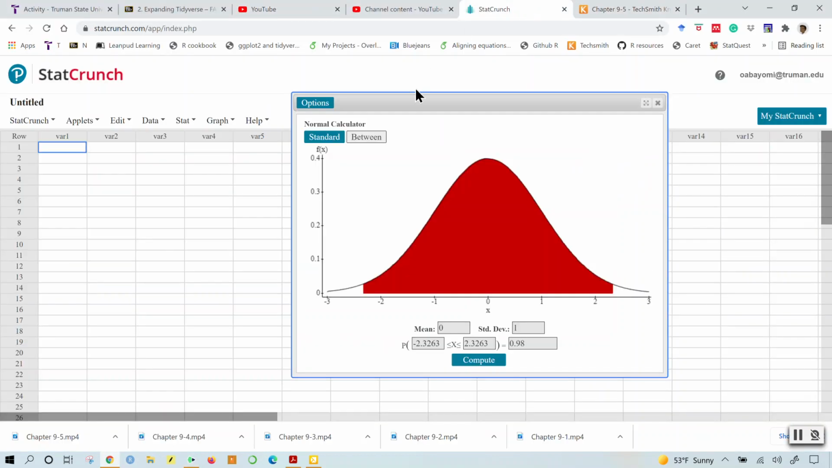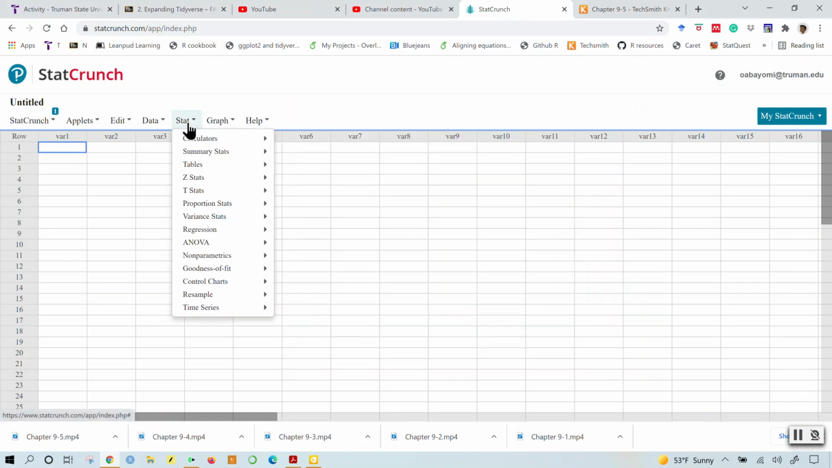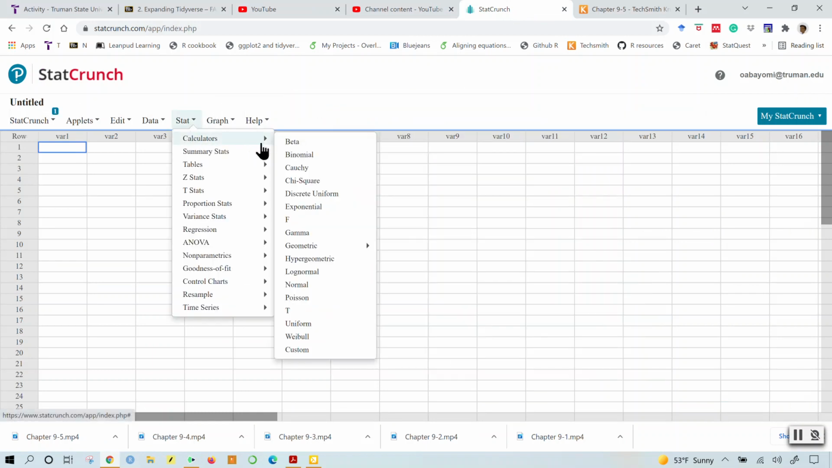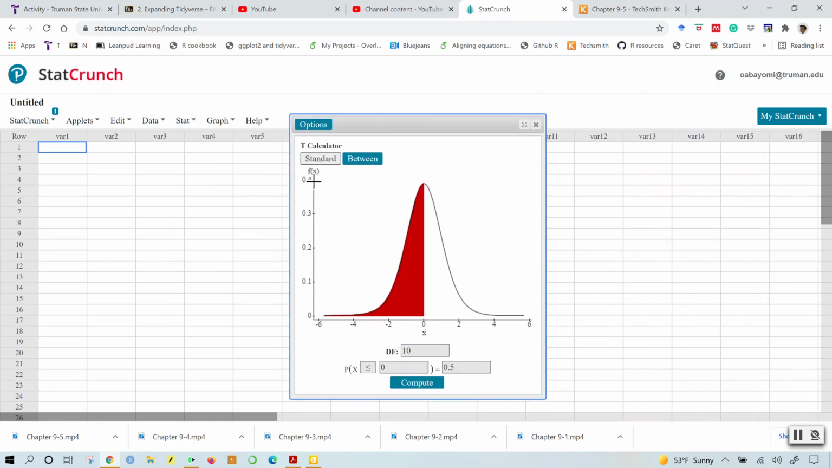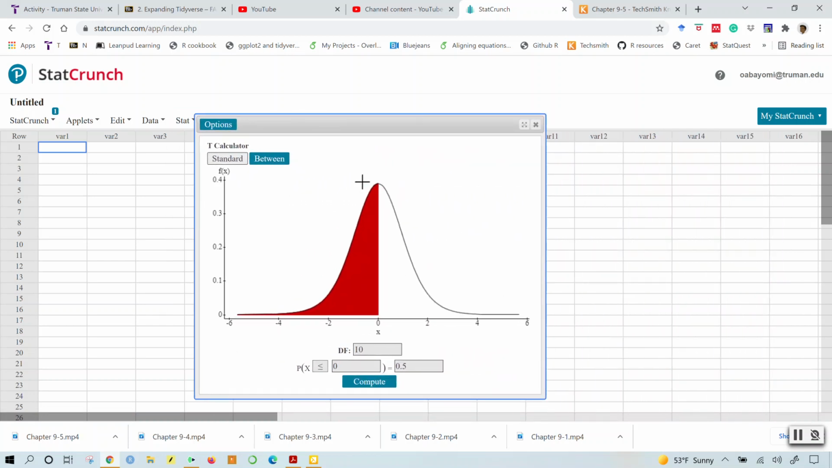So here we are in StatCrunch. I'm going to close the normal calculator, and I'll go to Start, go to Calculators, and go to the T calculator, T right here. Click on T distribution. I'm going to drag this over and then open this up.